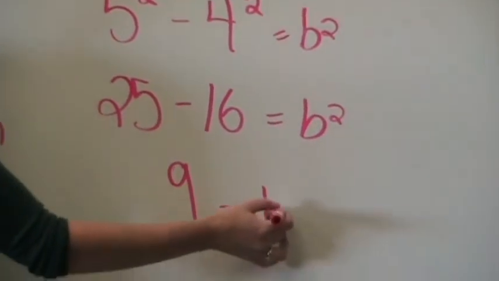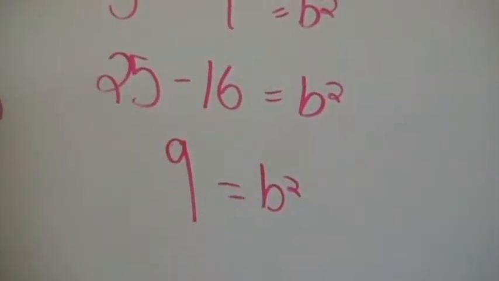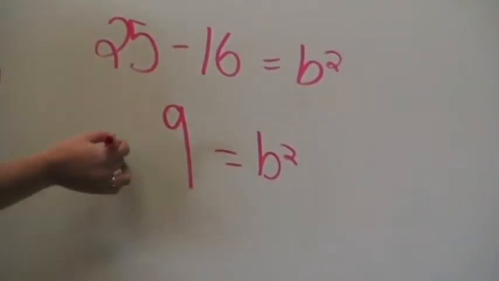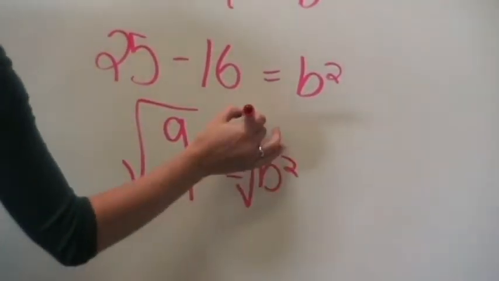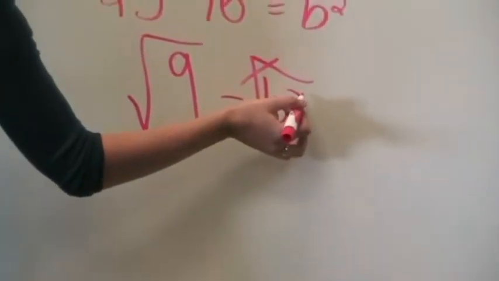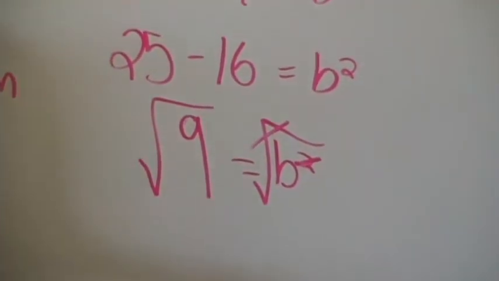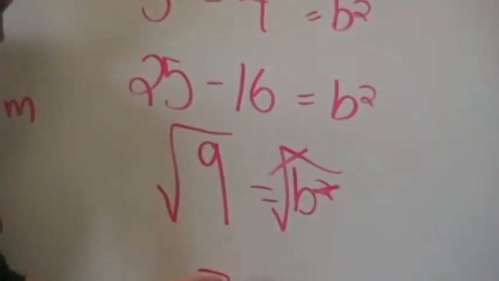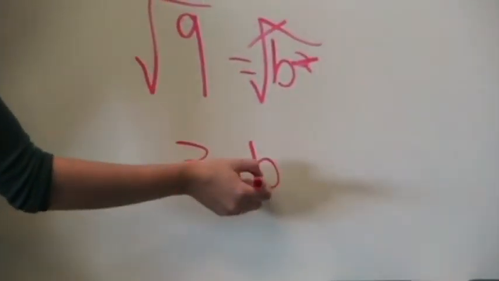9. Am I finished? No. Why? You got to square root it. You don't want B squared. You want B. Good. I don't want my B squared. So I take my square root. They cancel out to leave me with 3 is equal to B.